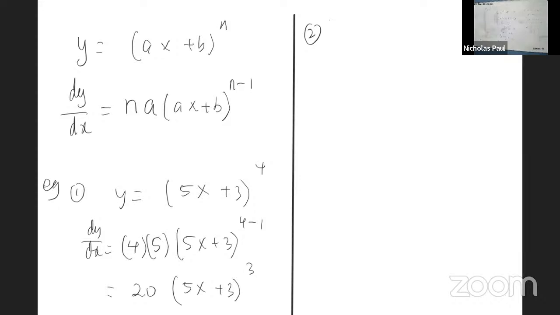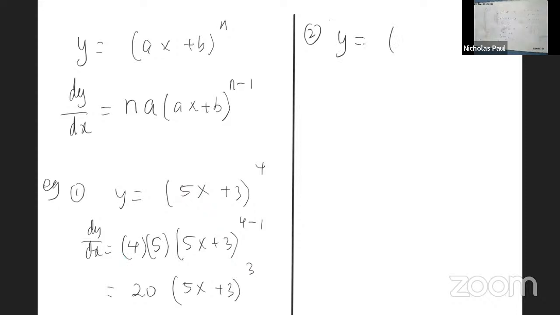Watch it back here, right? I'm going to show you again. So the first thing you do is you take the power and you bring down the power here. Then you differentiate 5x plus 3 and you'll get 5. Then you write back whatever you had in the bracket, which is 5x plus 3. And then you minus 1 from the power. So once you remember the steps, try this one here.